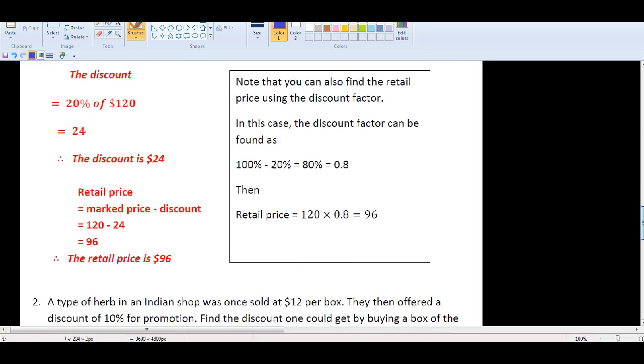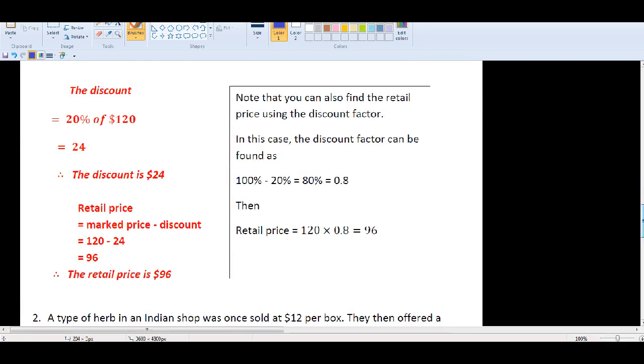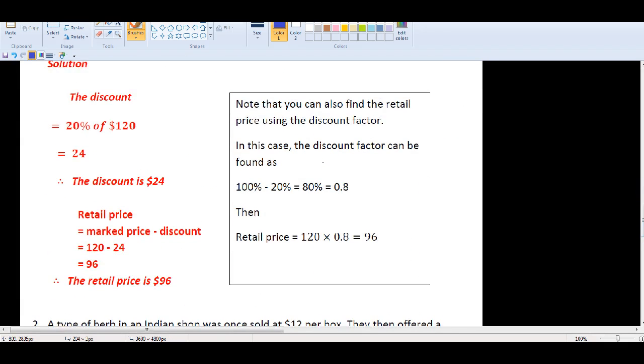To find the retail price, you need to use the marked price minus the discount. So 120 minus 24 is 96. That would be the money that the customers are going to pay, right? And just like markup, there's another way to do it. We're using the so-called discount factor.